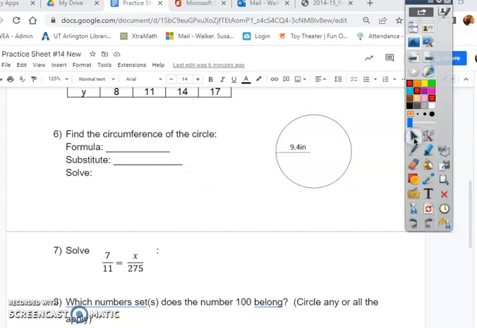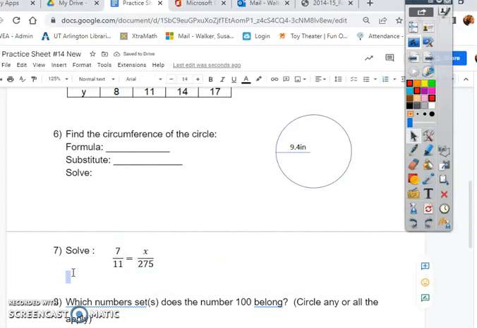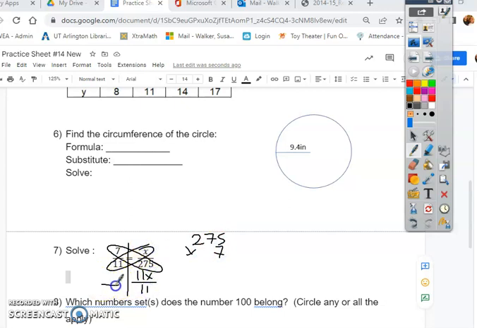Okay. Now, let me see. This kind of got wonky here. There we go. It's a little better. You're going to cross multiply this, right? Multiply that. And put it on one side. On the other side is 11x. And then you divide both sides by 11. If you do it correctly, you will get a whole number. Okay?